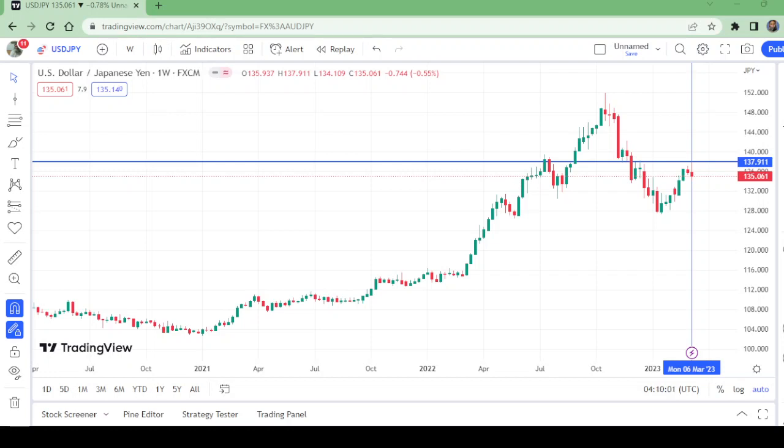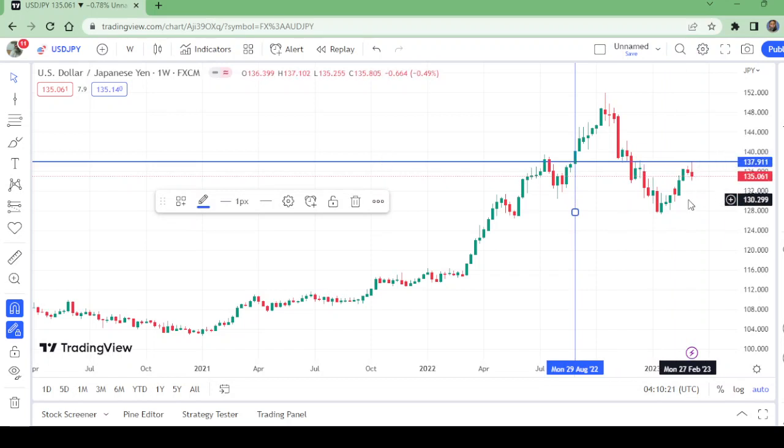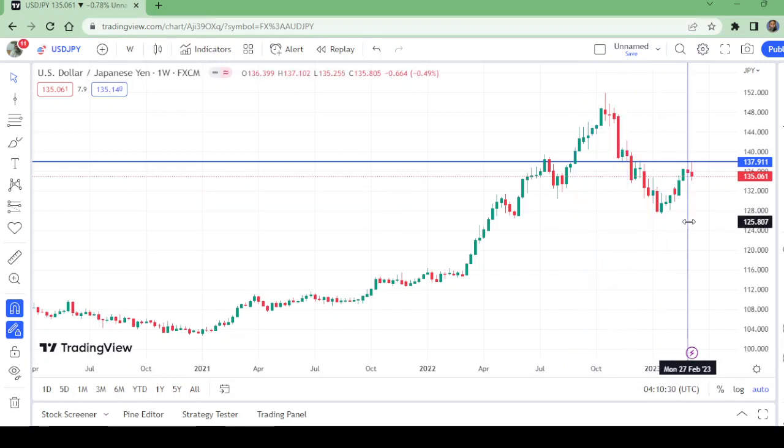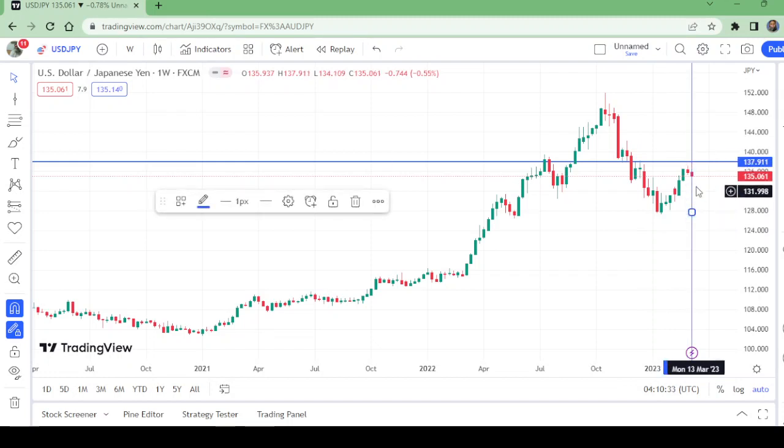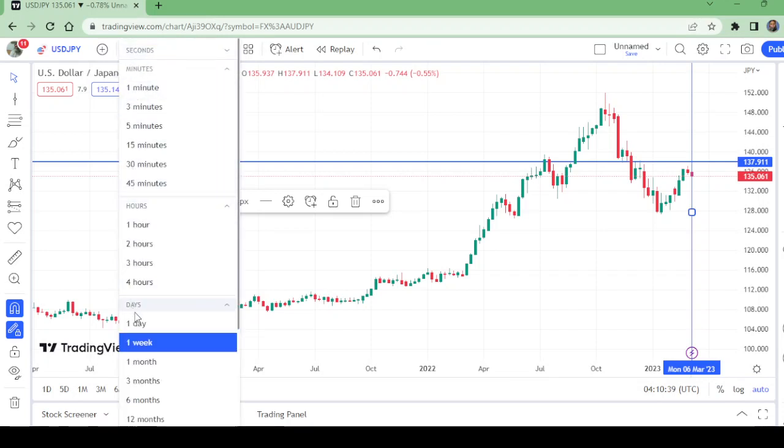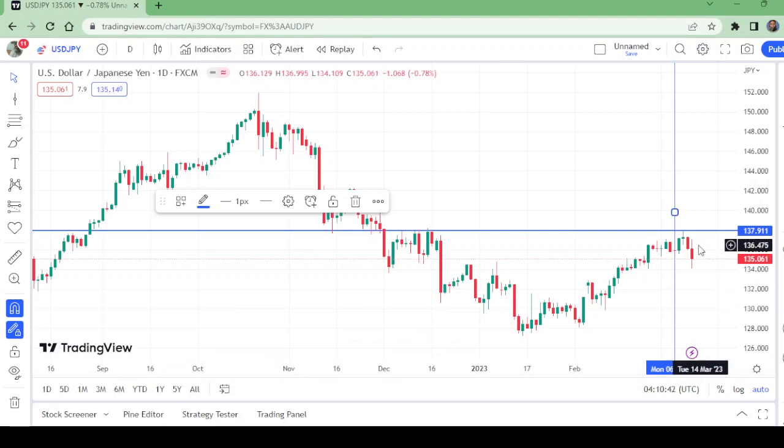This is the pair of USDJPY, on the weekly time frame. One way of analyzing the trend is the weekly and daily ratio. Watch here, this week has been rejected from here. How do we know that it is a rejection? For this, let me put the vertical line on this week, and now let us move to the daily time frame for this ratio.